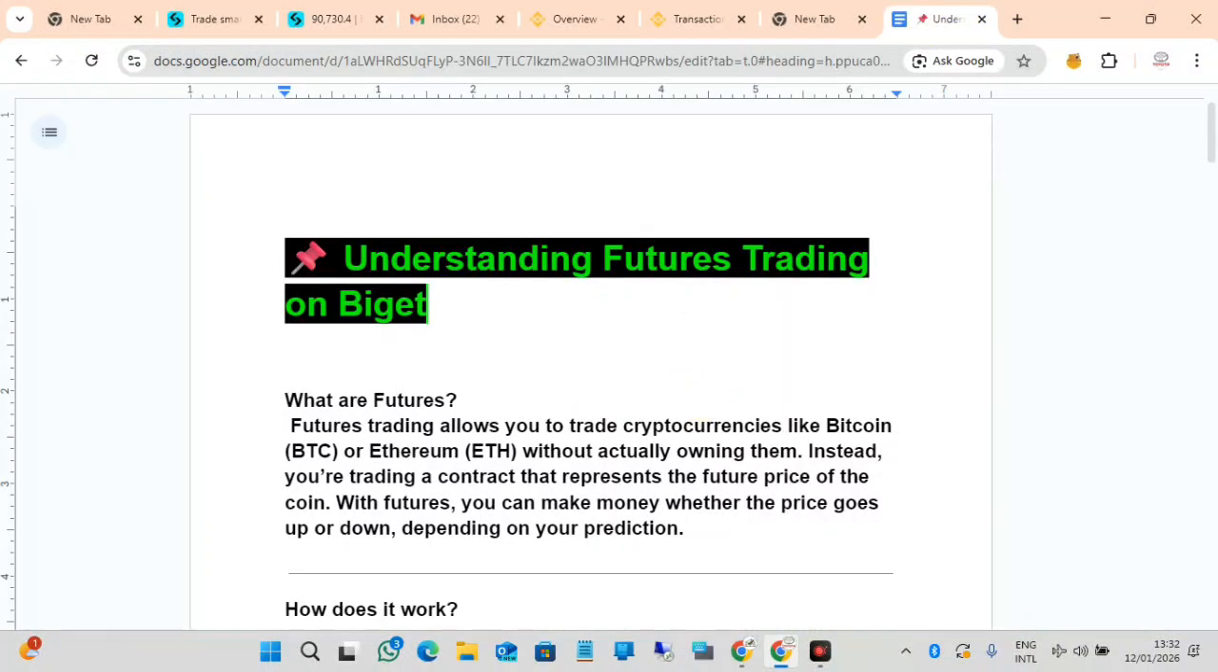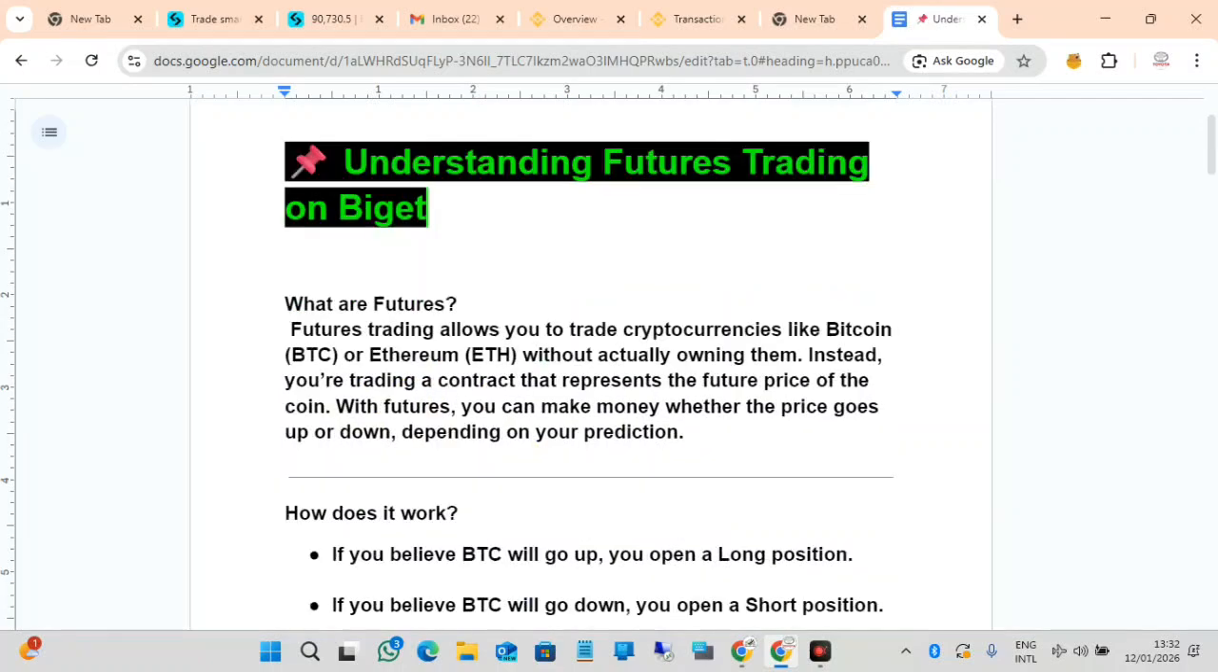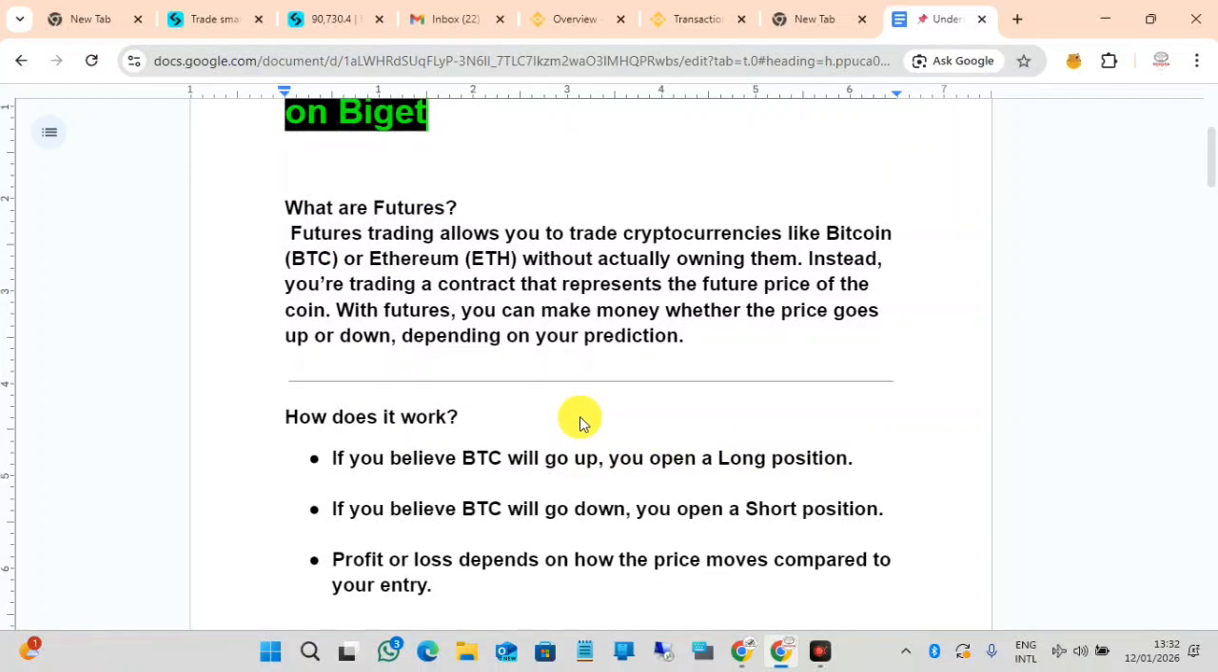All right, what is futures trading? Futures trading allows you to trade cryptocurrency like Bitcoin, BTC, or Ethereum without actually owning them. You are not owning the money. Instead, you are trading a contract that represents the future price of the coin. With futures, you can make money whether the price goes up or down, depending on your prediction. Hope you understand me now.